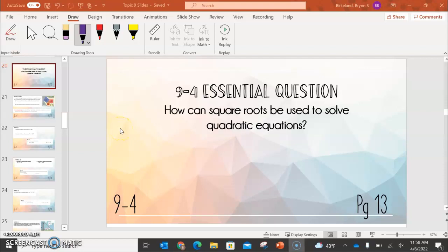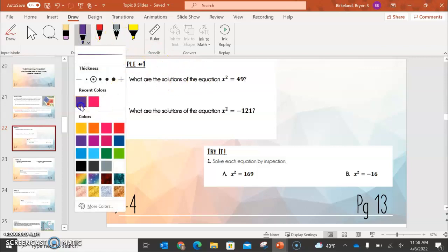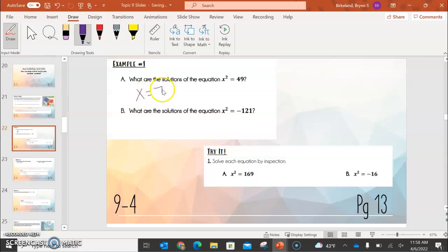For Lesson 9.4, we're still solving quadratic equations, but with a different method using our square roots. So when they say x squared equals 49, we're saying what number times itself makes 49? Well, you may say, hey, 7, because 7 times 7 is 49. That's what squaring means. Remind yourself that something times itself is what we do when we square a number.